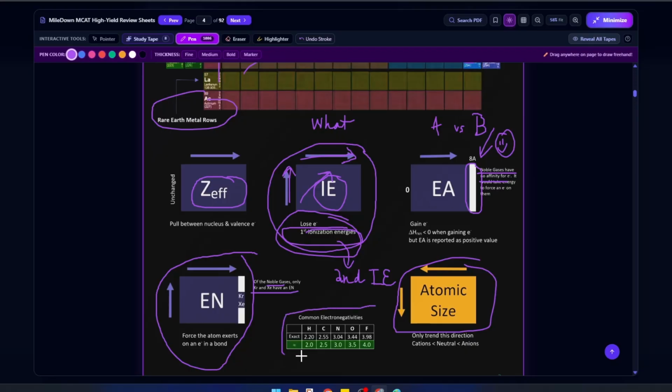These are common electronegativities to memorize. And for atomic size, it says that basically cations are smaller than neutral, and anions are the larger ones. That's what it's saying. So small to large this way.